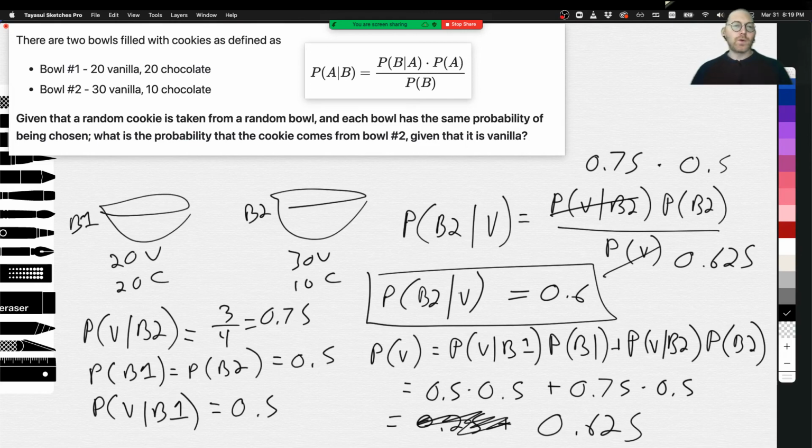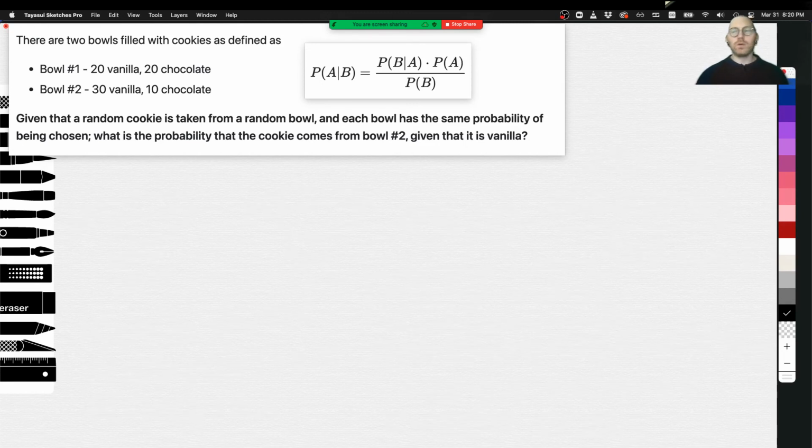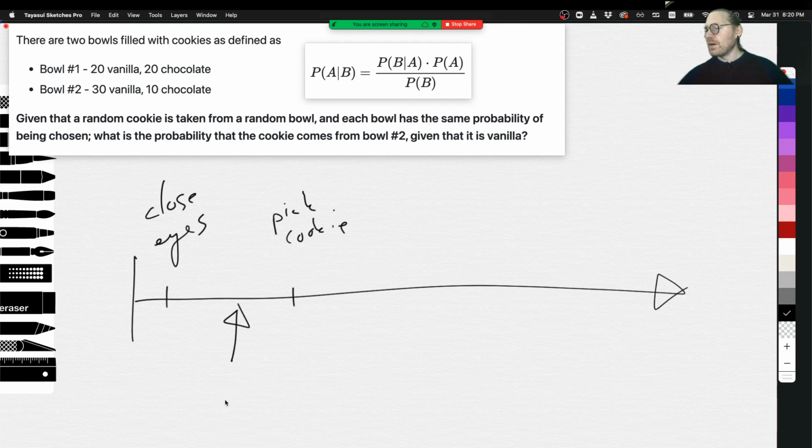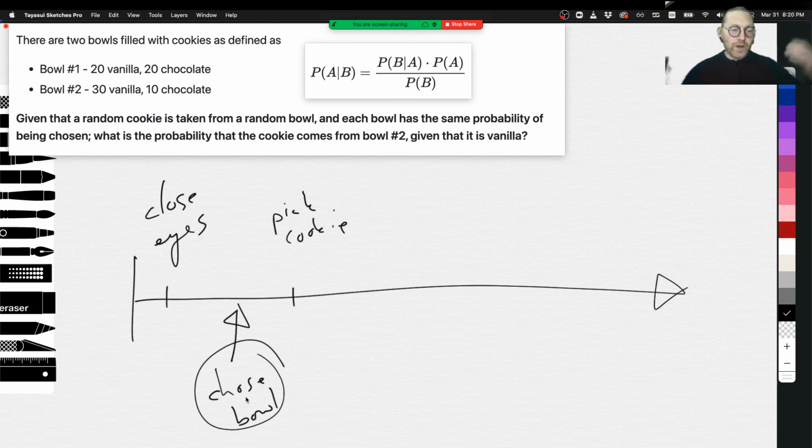Okay, so I think at this stage, we want to think a little bit harder about what this problem means. What is this asking? If we think about this in terms of time, because I just want to frame this in terms of time, I think it's helpful. So at some point over here, you close your eyes, you reach out, and you pick a cookie, right? And then you open your eyes, and you look at that cookie. Somewhere in here, you chose a bowl, and this information is hidden, right? So, given which cookie you looked at, what is the probability it came from a specific bowl?